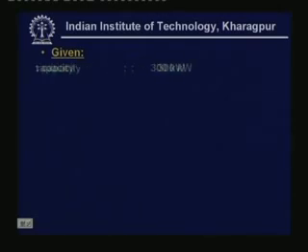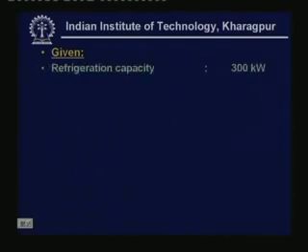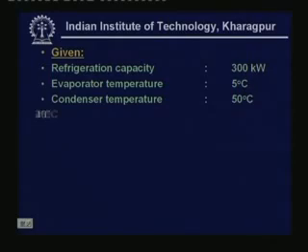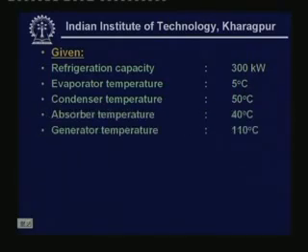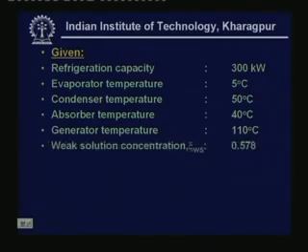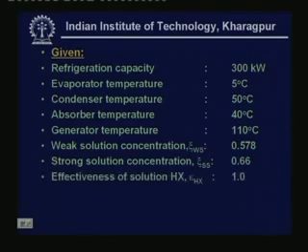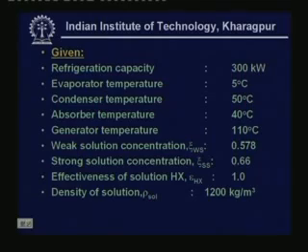Okay, let me summarize the information given. Refrigeration capacity is given to be 300 kilowatts, evaporator temperature 5 degree centigrade, condenser temperature 50 degree centigrade, absorber temperature 40 degree centigrade, generator temperature 110 degree centigrade, weak solution concentration zeta Ws is 0.578 and strong solution concentration zeta Ss is 0.66. Effectiveness of solution heat exchanger is 1 and density of solution is 1200 kg per meter cube. So, this is the information given.